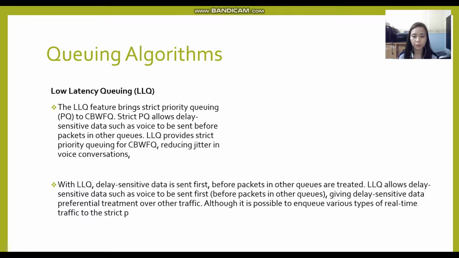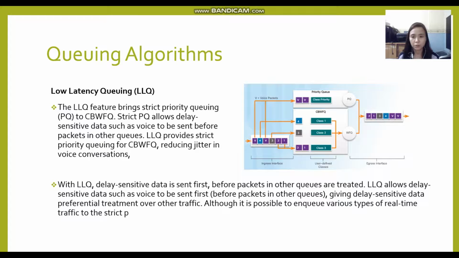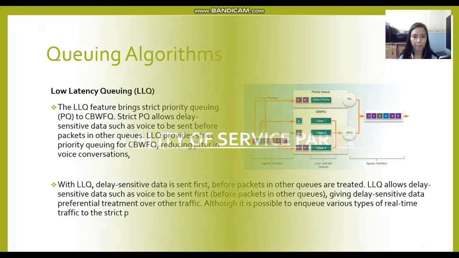Although it is possible to enqueue various types of real-time traffic to the strict priority queue. So this is an example illustration of low latency queuing, wherein the data are set to priorities before sending.